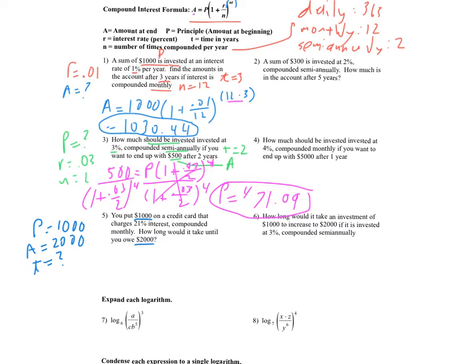Now in this one, it says the credit card charges 21% interest. And so, let's see, R is 0.21. And if that sounds crazy, it's actually not. 21% is a very common interest rate. It could be even higher than that. It could get up to 30 on a credit card.